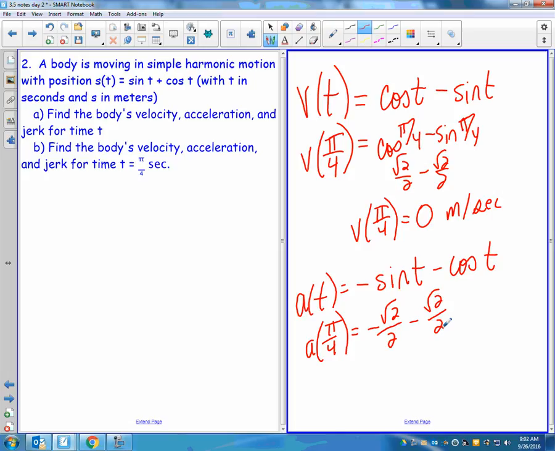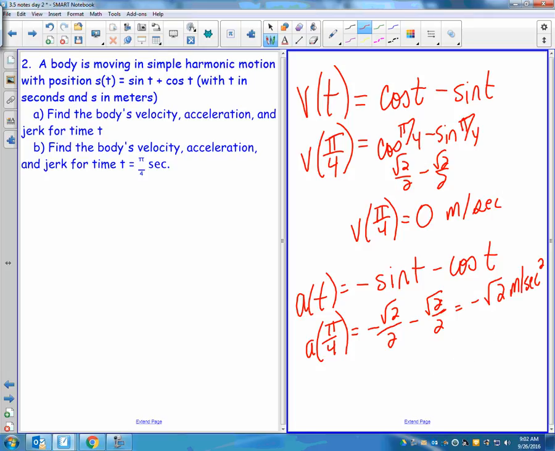So negative square root of 2 over 2 minus square root of 2 over 2 just gives me negative 2 square root of 2 over 2, or just negative square root of 2. Right? Because you add the tops and leave the bottom the same. Oh! This is not going to be a good day. Right? And then I can do this. And the units would be meters per second squared. Meters per second per second.